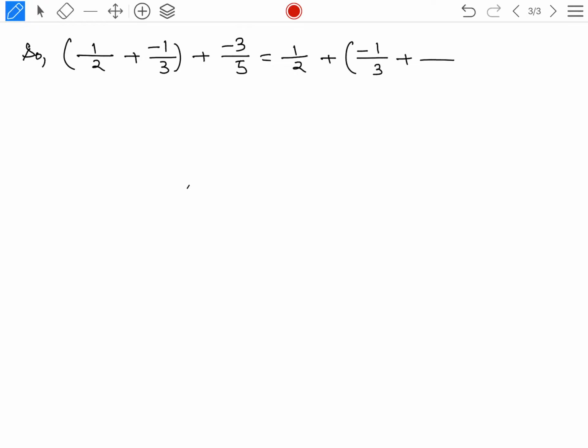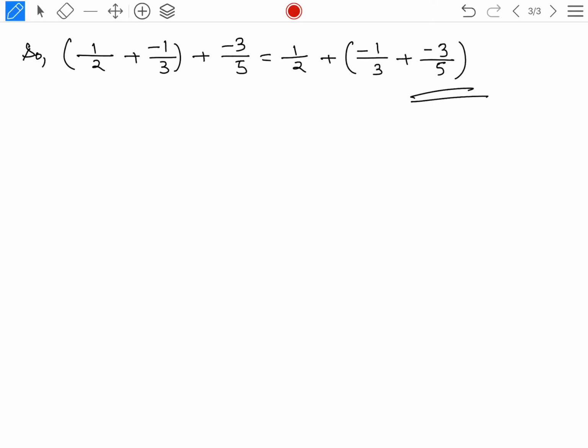So from these two we can conclude that grouping the first two numbers, that is 1 by 2 plus minus 1 by 3, and adding it to the third number, that is minus 3 by 5, the answer that we got is equal to adding the first number to the grouping of the second and third number. Understood? In both cases we got the answer as equal.